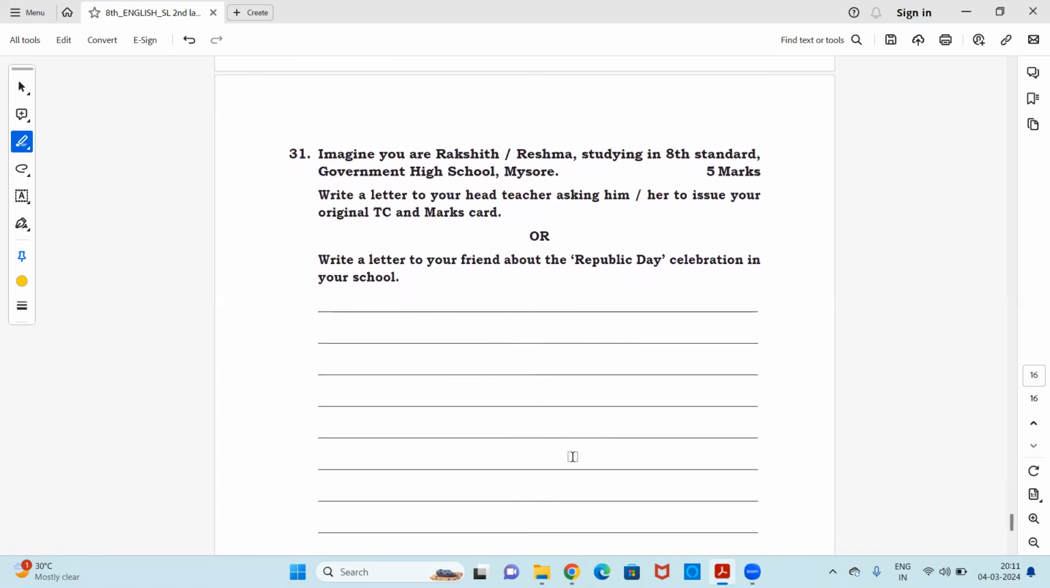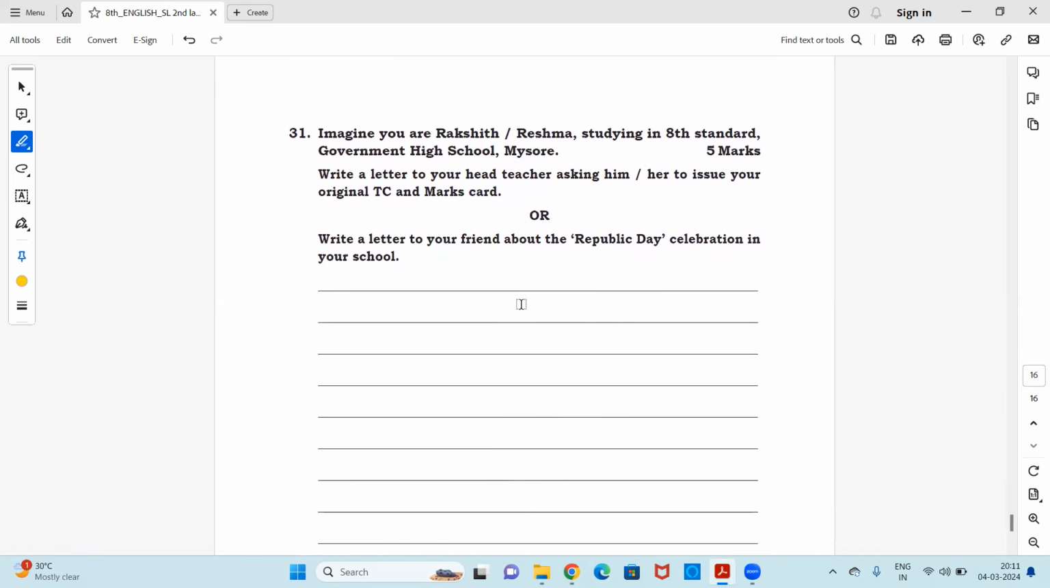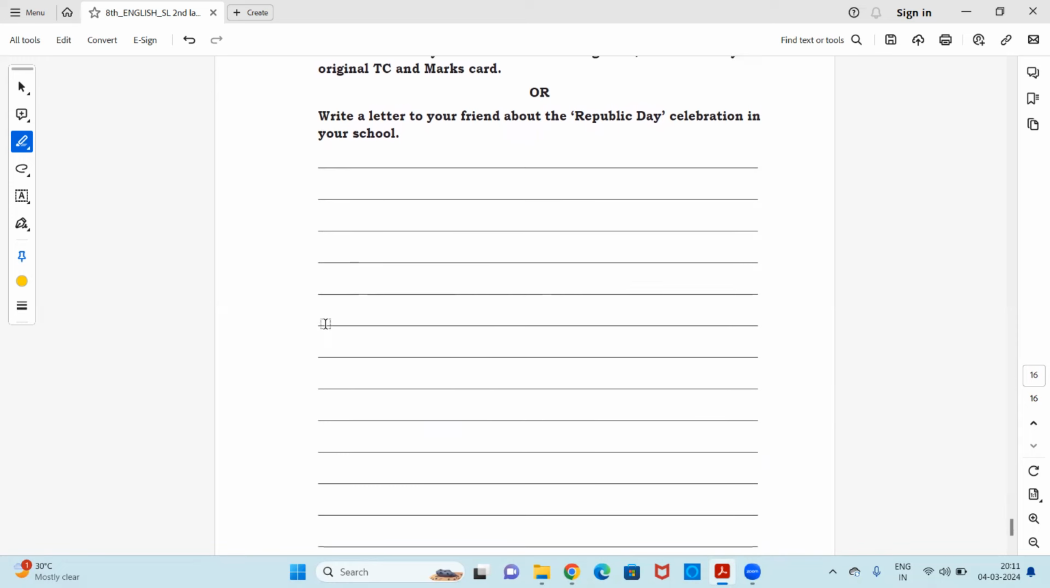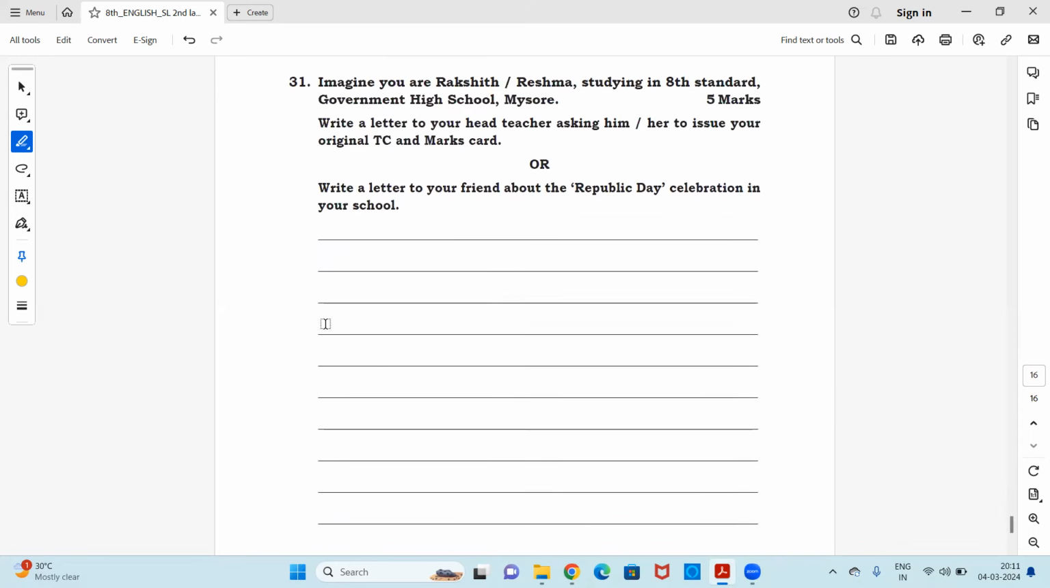So next question will be about your writing skill. You are Rakshit or Reshma, studying in 8th standard government high school, Mysore. Write a letter to your head teacher asking him or her to issue your original TC and marks card. So this will be a formal letter, right? Or write a letter to your friend about the Republic Day celebration in your school. So there is an option between formal and informal letter. Whichever one you know the best with the proper format, you can just opt for one and write it. Okay. So this is what your paper will be all about.